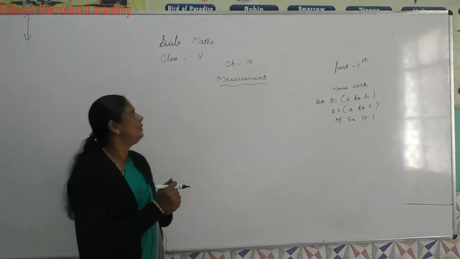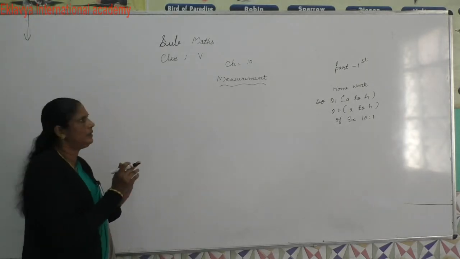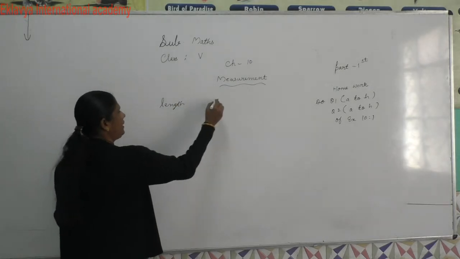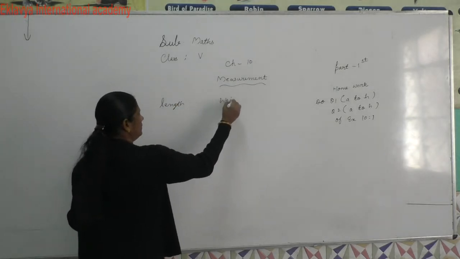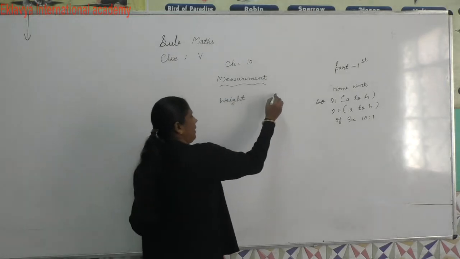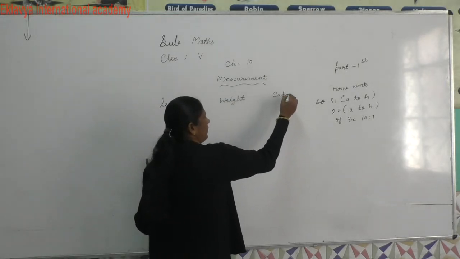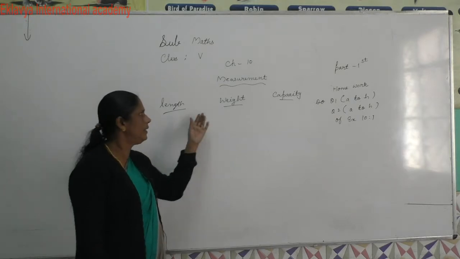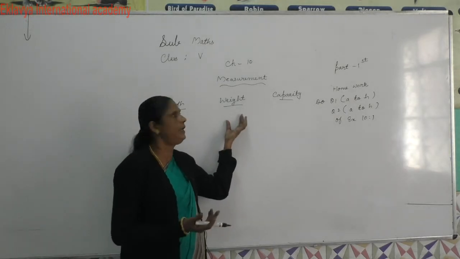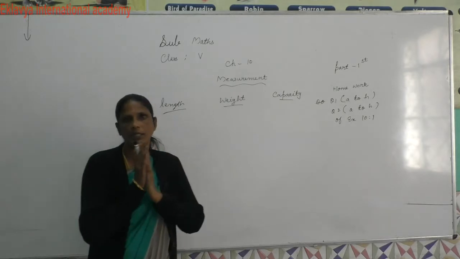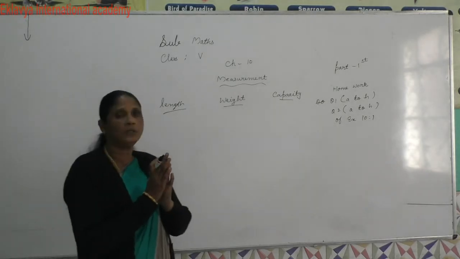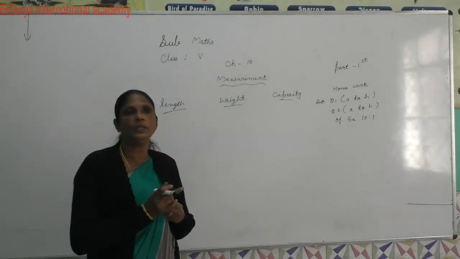You know about measurement: length, weight, and capacity. Length we measure in distance. Weight or mass is the weight, and capacity means liquid. Here you learn the measurement tables.